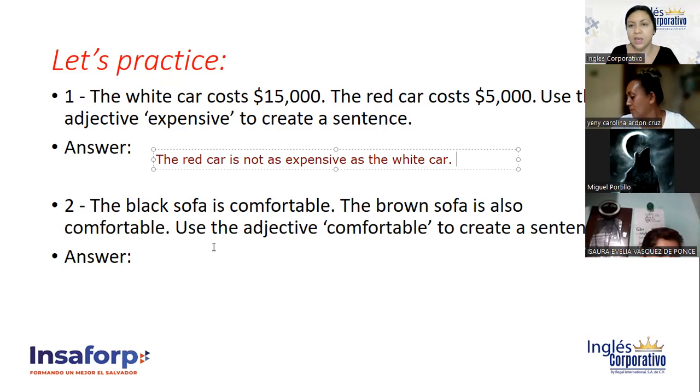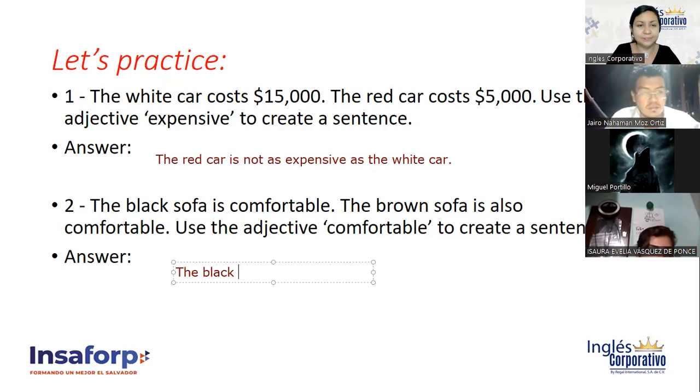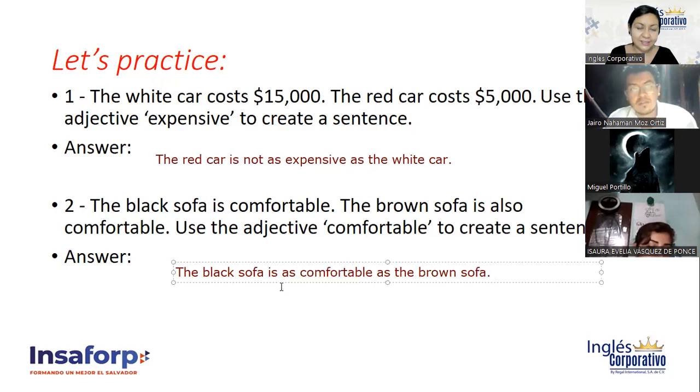Second problem. The black sofa is comfortable. The brown sofa is also comfortable. Both are comfortable, the black and the brown. So, use the adjective comfortable to create a sentence with the black sofa. As comfortable as the brown sofa. Yes, it's correct. The black sofa is as comfortable as the brown sofa. Okay. Next.